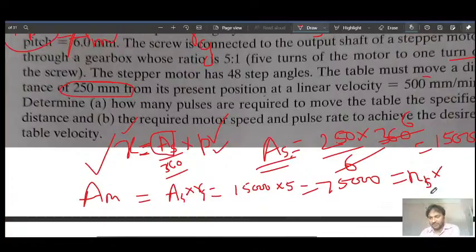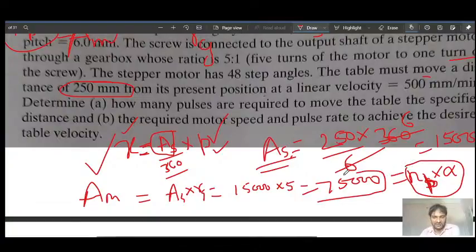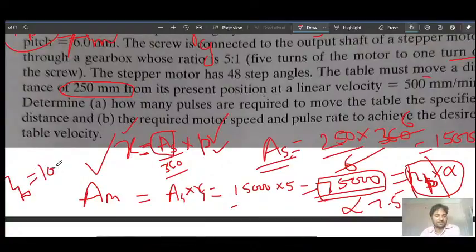Again, the number of pulses required: multiply NP into step angle, because one step angle will cause one pulse. First formula we have used: NP pulses, and one pulse is an alpha angle, so with NP pulses the motor shaft will rotate this much total angle. The total rotation angle is given, we have found it, 75,000. So simply to get the number of pulses, divide by the alpha value, that is 7.5. So the number of pulses NP is equal to 10,000.